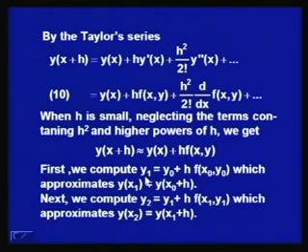We compute the approximate value y 1 as y naught plus h f(x naught, y naught), which approximates y at x 1, that is y at x naught plus h. Next, we compute y at x naught plus 2h, that is we compute y 2 from y 1 plus h f(x 1, y 1), which approximates y at x 2, that is y at x 1 plus h, or you can say y at x naught plus 2h.